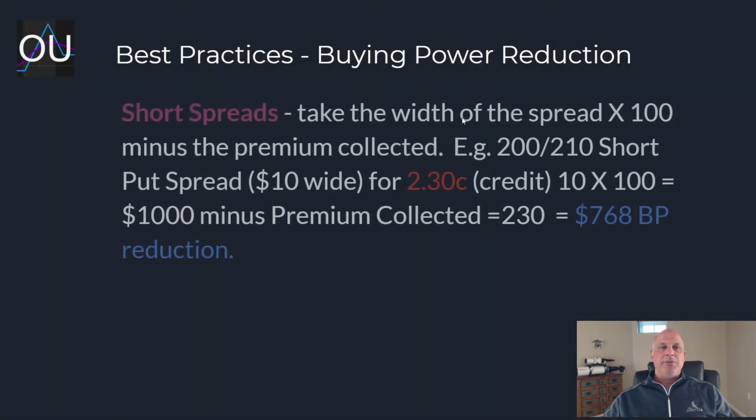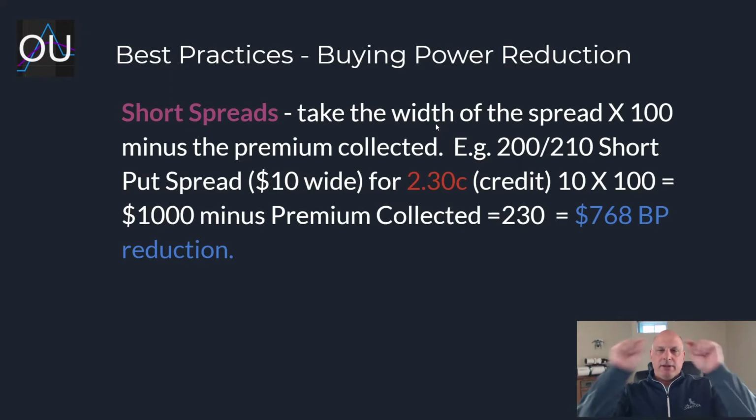So the next example would be on the short spreads. And the short spreads are a lot easier. You would take the width of the spread. And I never really understood this: when we say width of the spread, we don't mean the width in terms of an iron condor. We mean the width of the vertical spread that you're taking. So for example, if you're selling the 200-210 short put spread, the width would just be the difference in these two strikes. It would be $10 wide, we say.